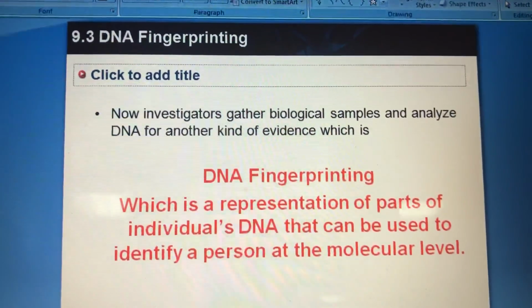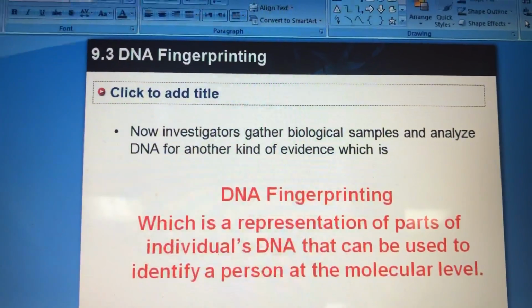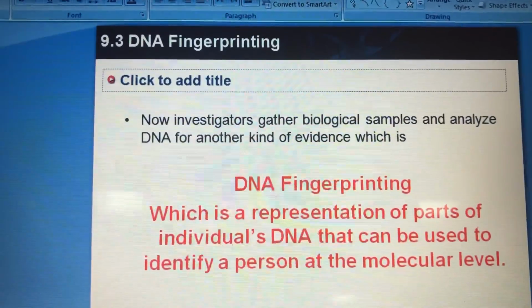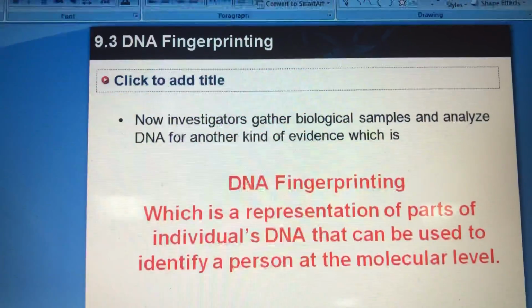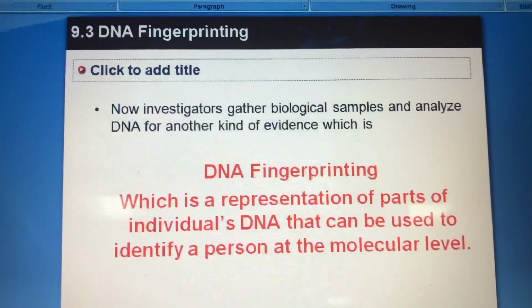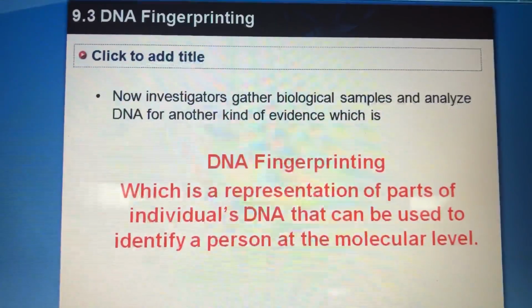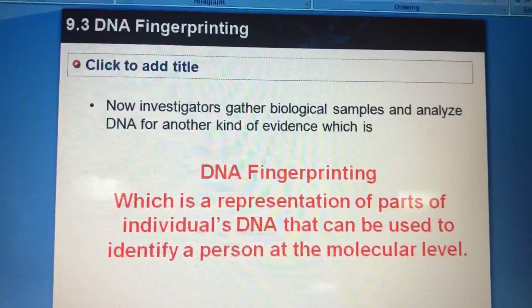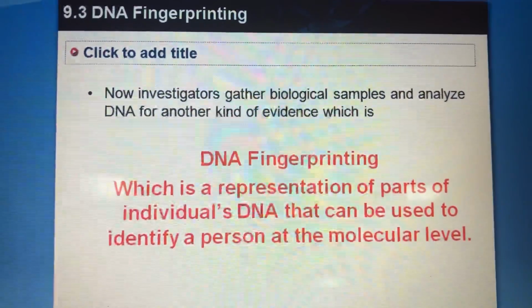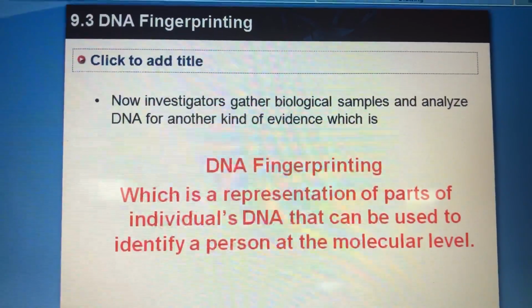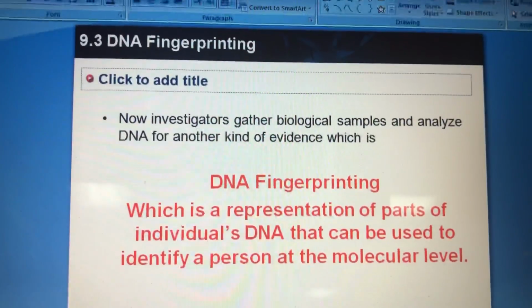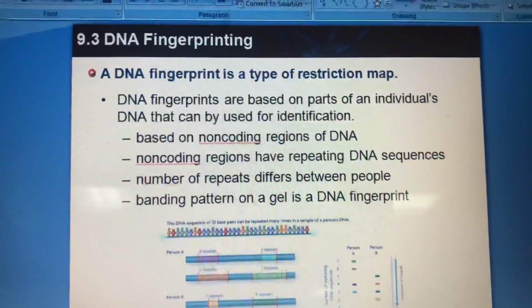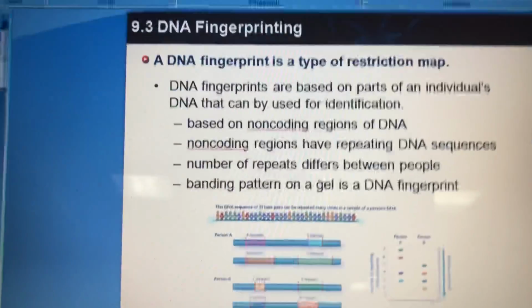Hello, grade 10. We are going to continue our lesson today, which is section 3 from chapter 9, DNA fingerprinting. We learned that DNA fingerprinting is a representation of parts of individuals' DNA that can be used to identify a person at the molecular level. And DNA fingerprinting is a type of restriction map, okay?